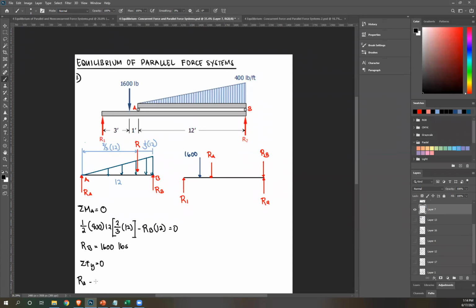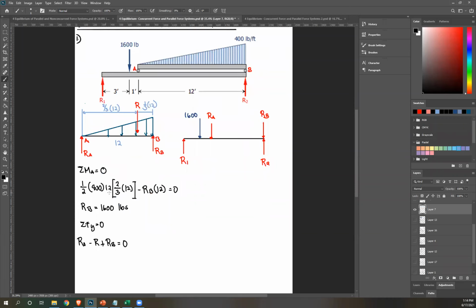Next, to solve for RA, you can just use summation of forces vertical equals 0. So RA minus R plus RB equals 0. Considering R again is 1/2 times 400 times 12 and RB is 1,600, we can solve for RA, and RA is just 800 pounds. Okay? And then from that, I can now move on to this one.